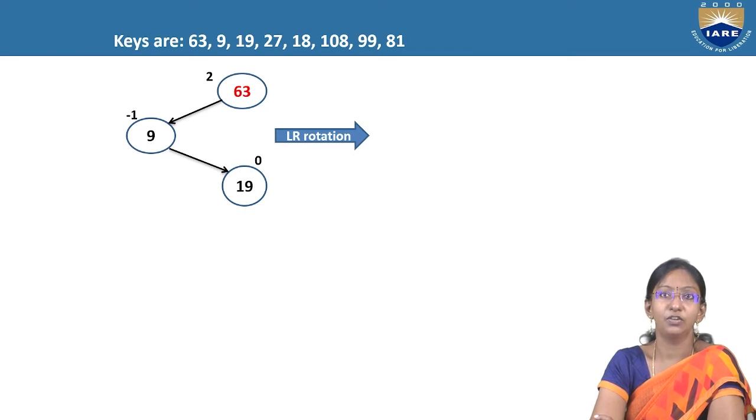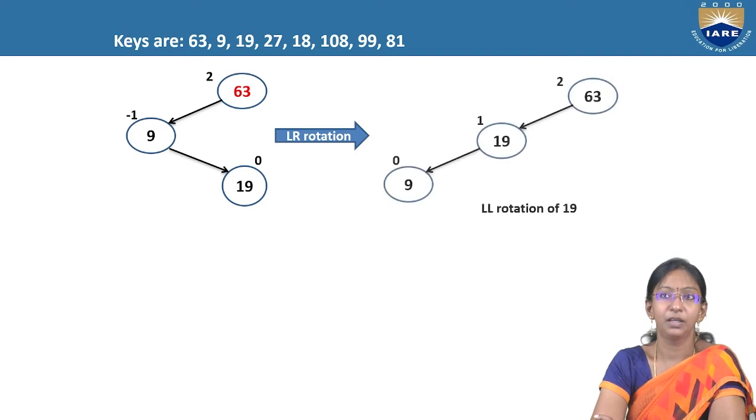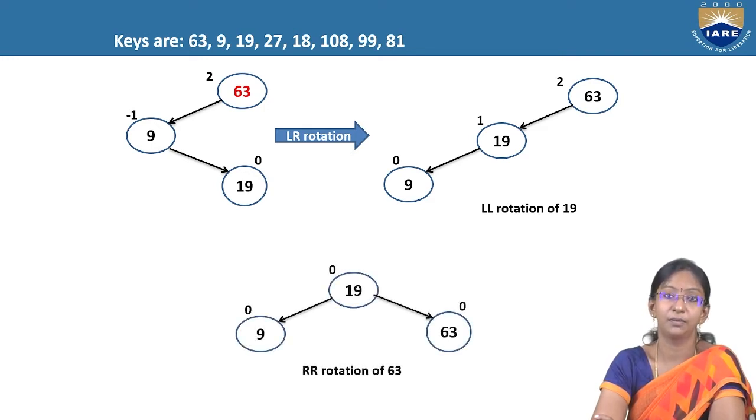So in LR rotation, first of all, rotate 9 towards left. Right? Then 19 will be the head. Now rotate the affected node 63 towards right. This is the result. Right? Now again calculate the balance factors, my dears. Once you calculate, you can see that it is a balanced one.